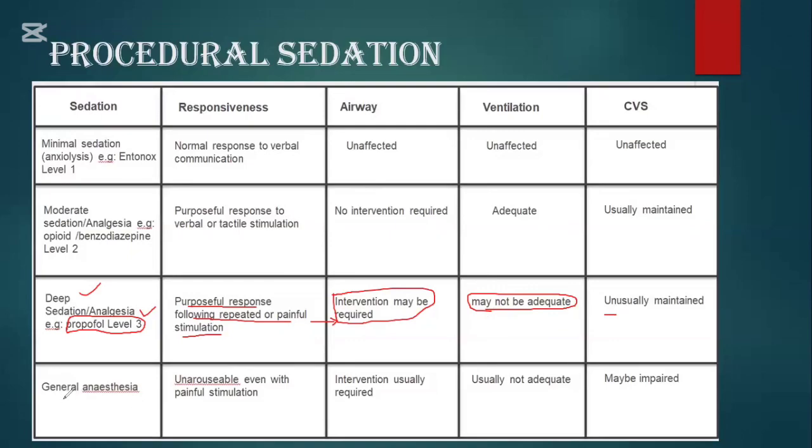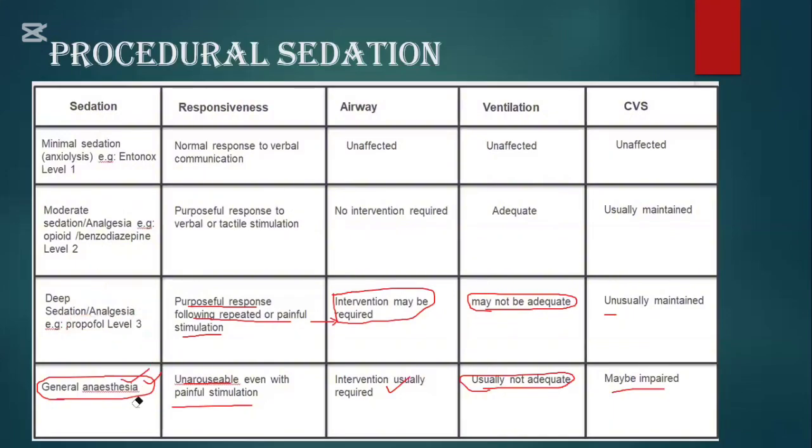Then comes general anesthesia. In this type of sedation, the patient will not respond. The patient is unarousable even with painful stimuli, even the knife of the surgery. The patient would not be responding because here the patient is sedated as well as paralyzed. Okay, the patient cannot breathe on his own, so we have to maintain the airway with a definitive airway, ETT, or supraglottic airway devices like I-gel and LMA. Ventilation, the patient cannot breathe on his own, so we have to provide mechanical ventilation. Okay, CVS may be impaired because of the effect of drugs affecting the hemodynamics of the patient.